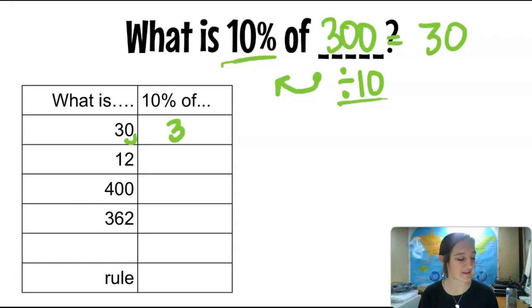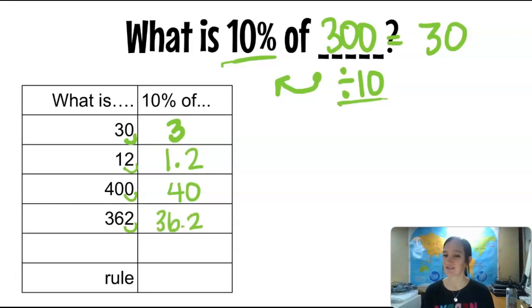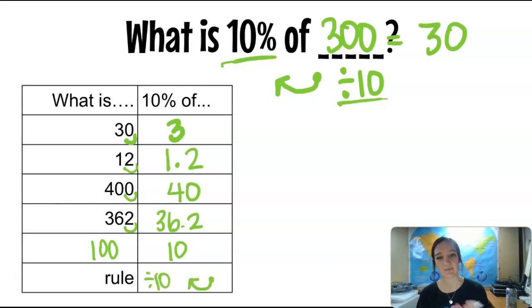10% of 12 is just 1.2. 10% of 400 is 40. 10% of 362 is 36.2. All I'm doing is wherever the decimal is, I make it one place value or 10 times smaller. So 10% of 100 is 10. The rule is divide by 10 or take the decimal and scoop it one place value smaller.